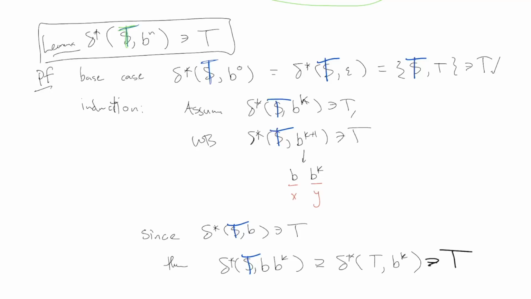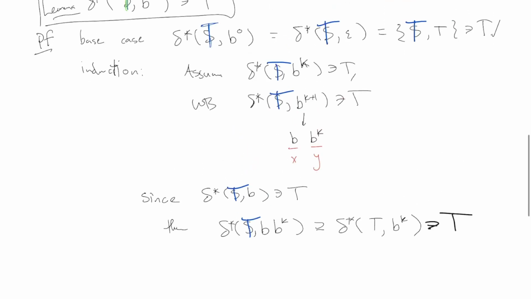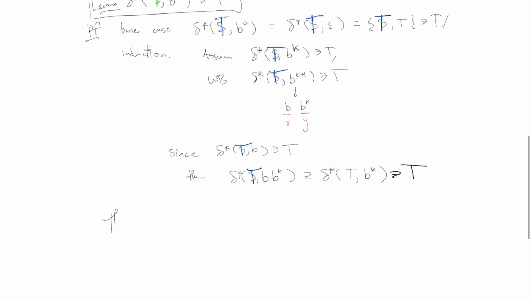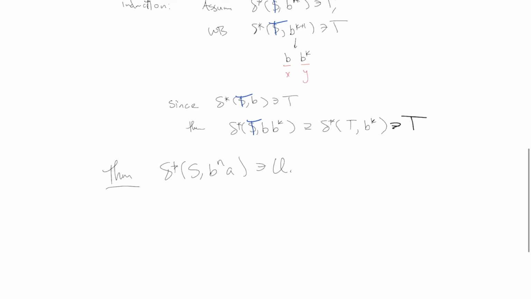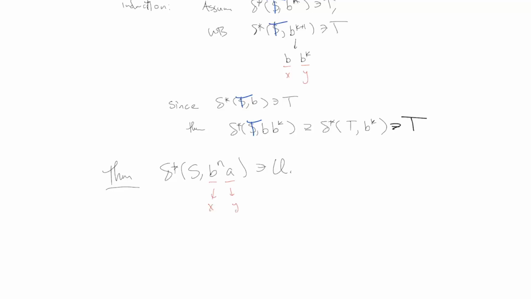We okay now? All right, and using that lemma, we don't have to do any more inductions. It's just a matter of patching together what we have from the lemma. So now our real theorem to be proven is that delta star of S and b to the n a contains u, right? I break up b to the n a as b to the n followed by a. This I'm going to break up into X's and Y's. This is the X part, this is the Y part.